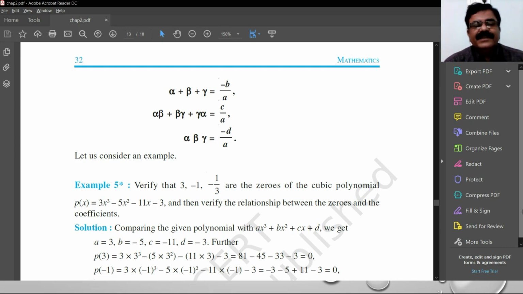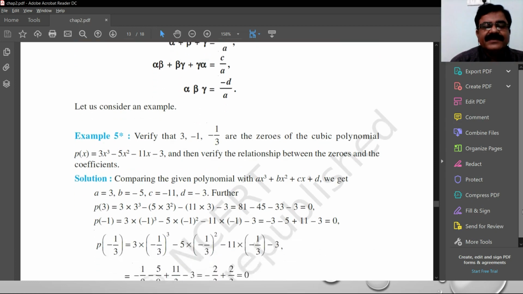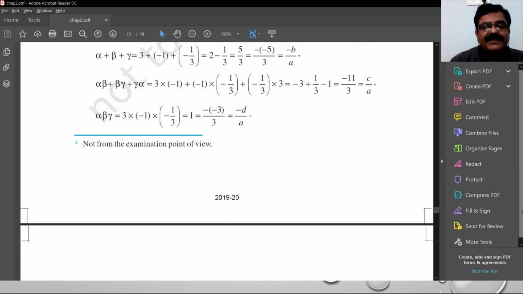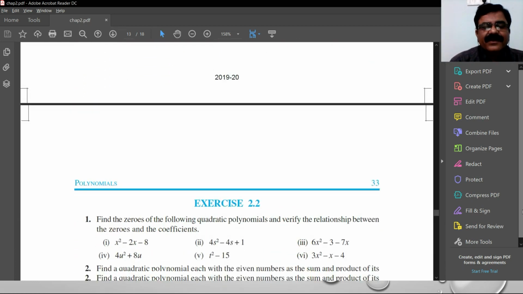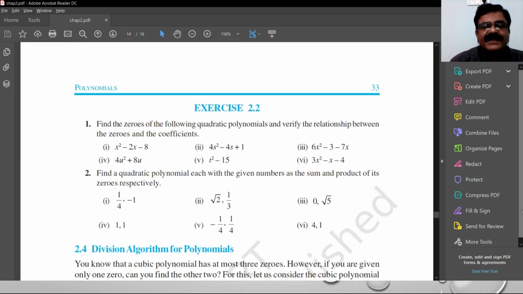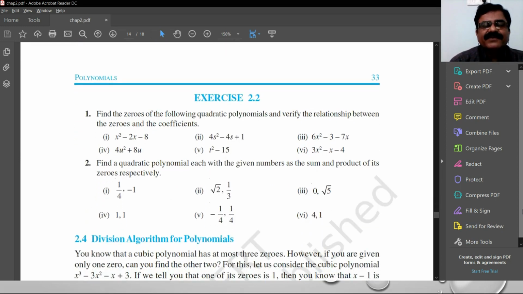By using this formula, you can solve the questions. By the concepts of all this, you can solve exercises 2.1 and 2.2. So students, while you are solving exercises 2.1 and 2.2, any doubts, any queries, any difficulties, you may discuss in the next classes.